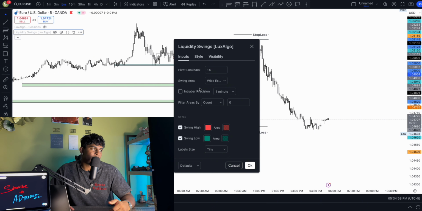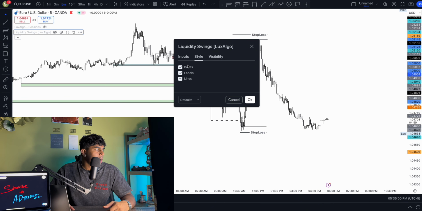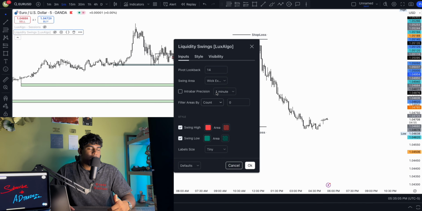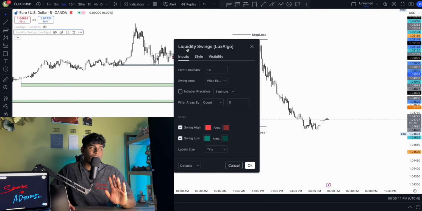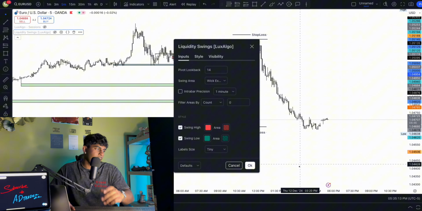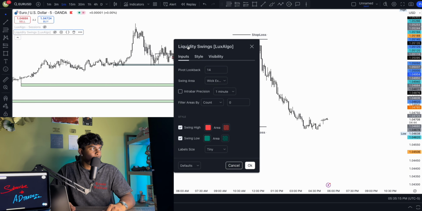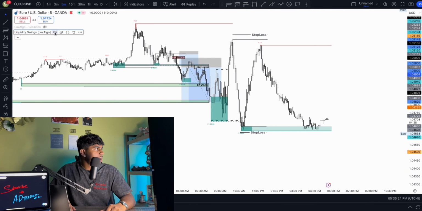I just have red and green, just a generic color. And of course, box labels and lines. This should be your generic defaults when you just open the indicator, so don't change anything. But if it is not the same, go ahead and change these settings. So just go check. But yeah, so this is what I use, Liquidity Swings by Lux Algo. You can look at it in the indicators tab. Now let's turn it on.